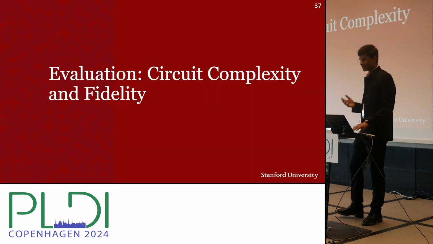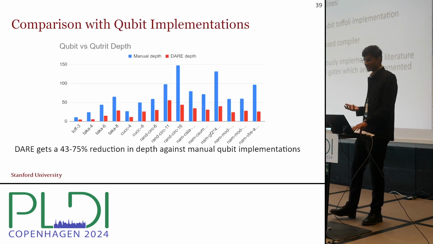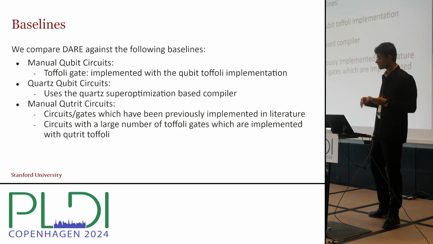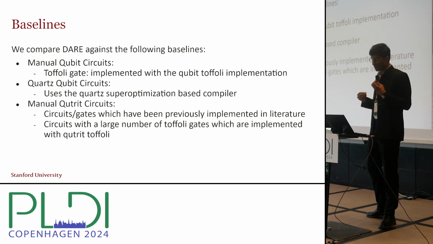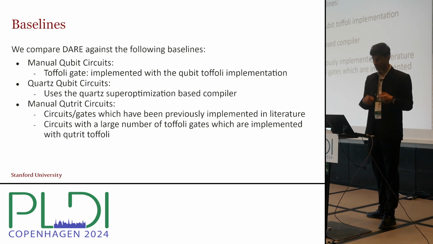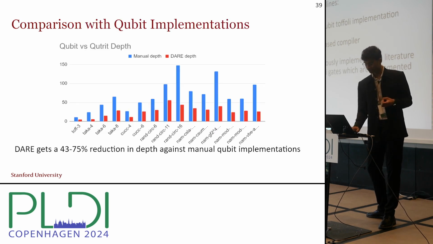We evaluate DARE's generated circuits for circuit complexity and fidelity. We compare against 3 baselines. First are a bunch of manually built qubit circuits where each Toffoli implementation is replaced with the qubit Toffoli standard implementation that we saw. Second is Quartz, which uses superoptimization to optimize qubit circuits. And finally, we have manual qutrit circuit implementations. One set of our benchmarks have been previously hand implemented using qutrits in the literature, and the second set of our benchmarks contain a large number of Toffoli gates which can be replaced with the efficient qutrit Toffoli.